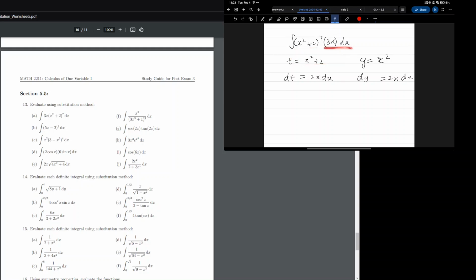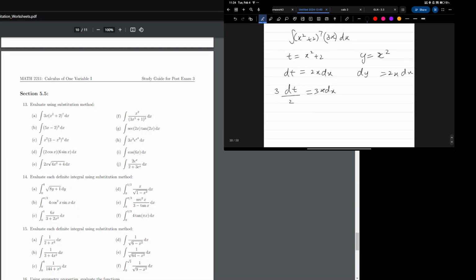But I have a 3x dx over here, and I have a 2x dx over here. So let's rearrange this so that it looks like this. I'm going to divide by 2 on both sides, so dt over 2 equals x dx. Now I have achieved x dx. What I'm missing is 3, so I'm going to multiply by 3 on both sides. Now I've got exactly this over here and exactly this over here. All that remains is to replace stuff. Over here, I can make this.